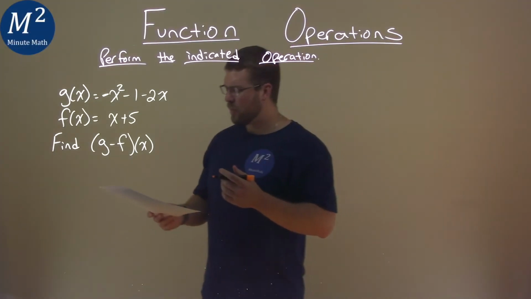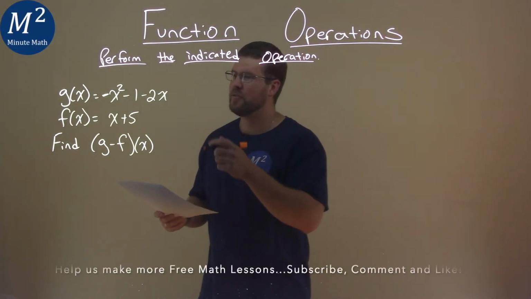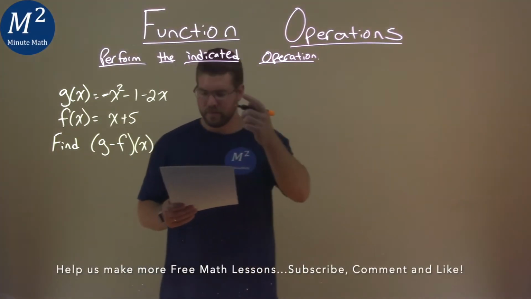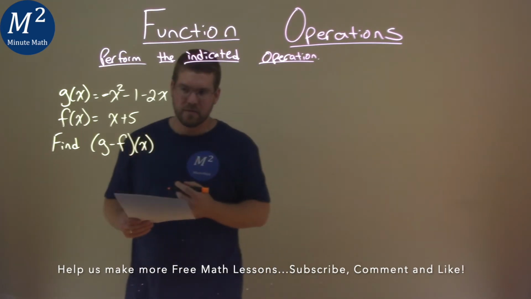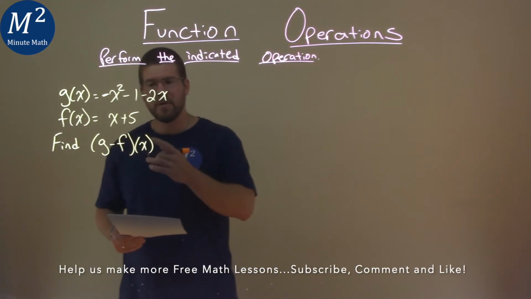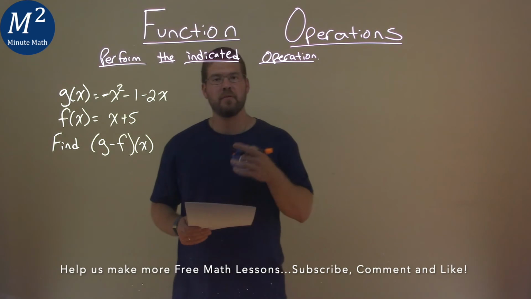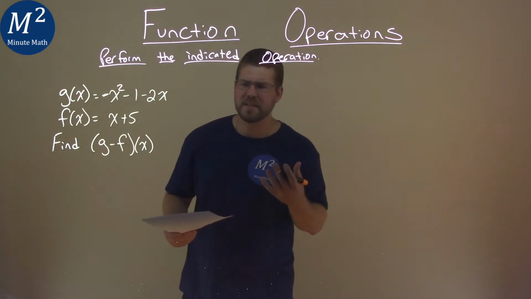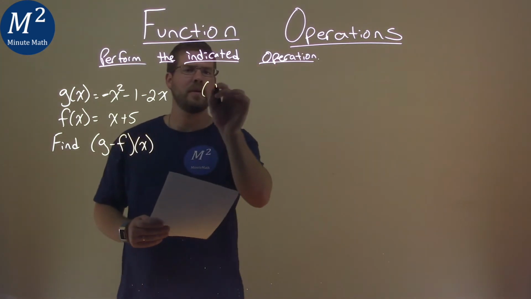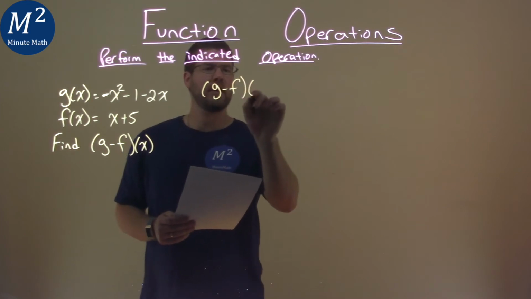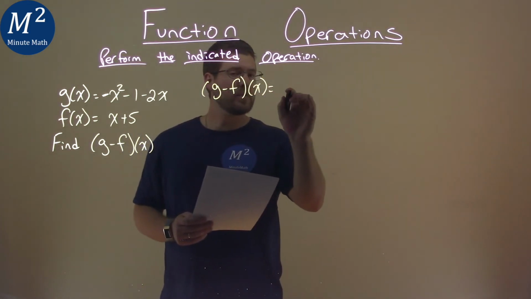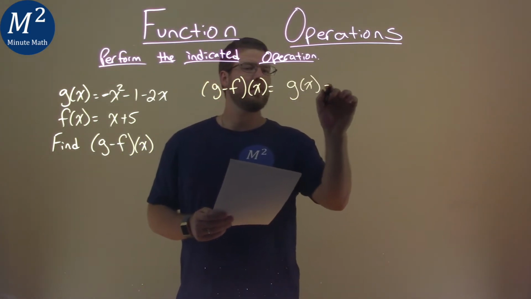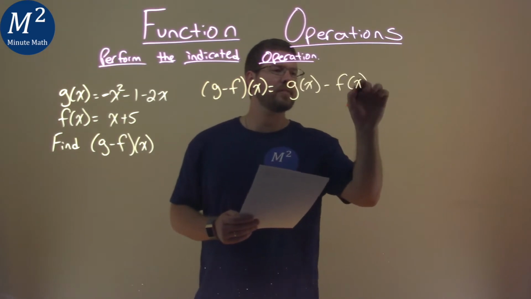We're given this problem right here. g of x is equal to negative x squared minus 1 minus 2x. f of x is equal to x plus 5. And we need to find g minus f of x. Well, what is g minus f of x? g minus f of x here is equal to g of x minus f of x.